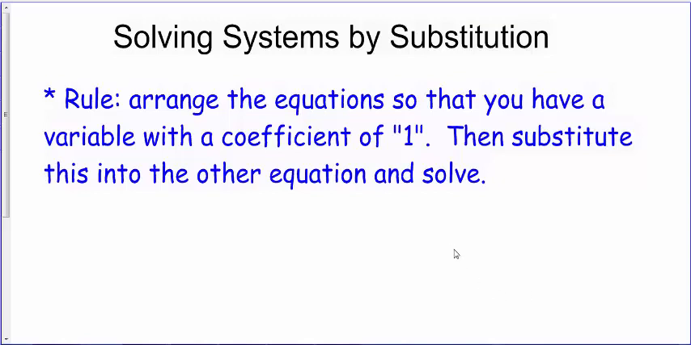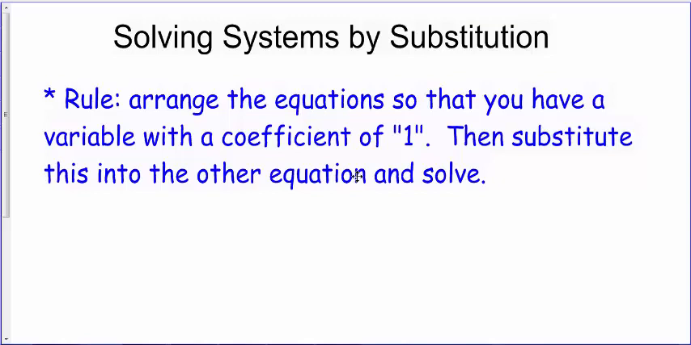When solving a system of equations by substitution, the task that we're trying to achieve is to arrange the equation so that you have a variable with a coefficient of 1 on one side and everything else on the other. And then we will substitute this into the other equation and solve for the remaining variable. So that's the gist.